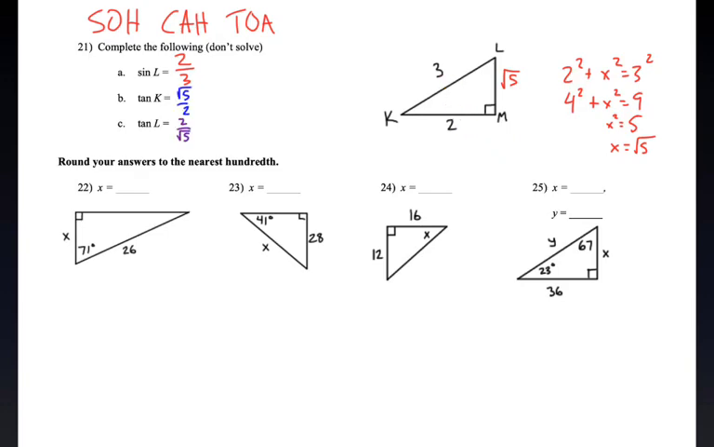The tangent of K: tangent is opposite, square root of 5, over adjacent, 2, so square root of 5 over 2. The tangent of L, that's the opposite 2 over the adjacent square root of 5, but you got to simplify. You can't leave a radical in the denominator. Go fix that. We end up with 2 square root of 5 over 5.